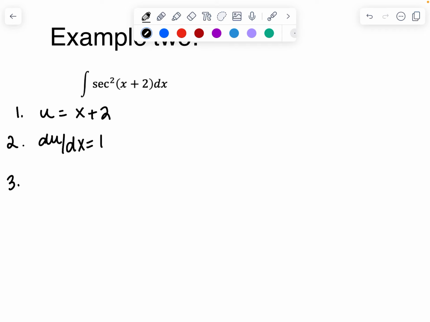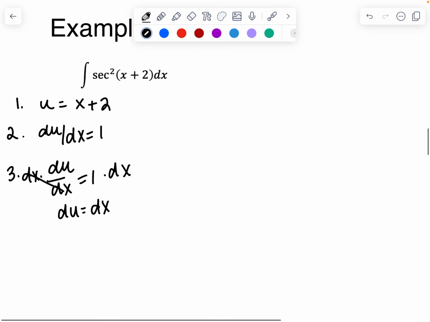Really what you're doing is always flipping these two places. So you're going to multiply by dx on both sides, right? du equals dx, and there's a 1, but you don't have to write that. So you're going to get du equals dx. Then I'm going to come here and substitute, so it'll be secant squared u, and instead of putting dx, I'm replacing that with a du.